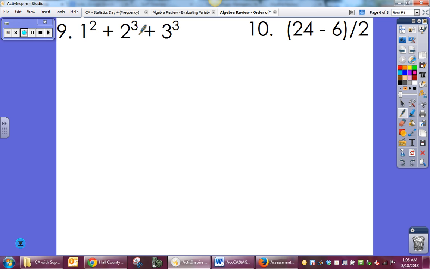I have some exponents and I have addition, so I'm going to do the exponents first. Remember, exponents are multiplying that number by itself however many times. So here is 1 raised to the second power, it's 1 times 1. I'm just going to write this out so that we know kind of what we're doing here. With 1 squared, 1 times 1 is 1. 2 cubed, 2 times 2 is 4, 4 times 2 is 8. And then 3 cubed, 3 times 3 is 9, 9 times 3 is 27. When I add those together, I get 9 plus 27, so I get 36.